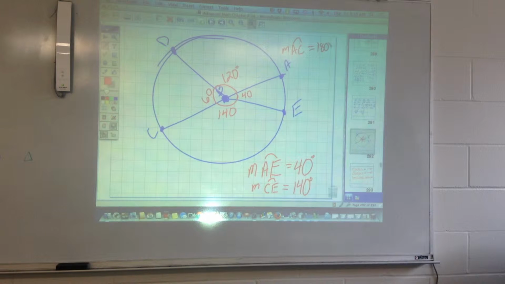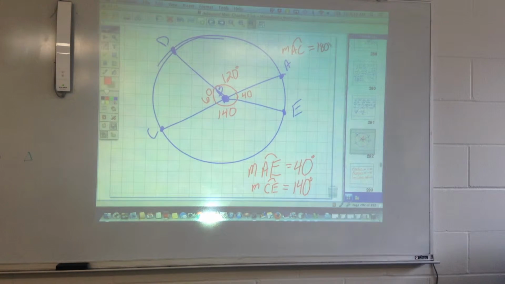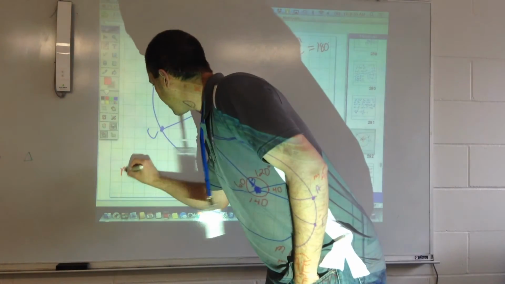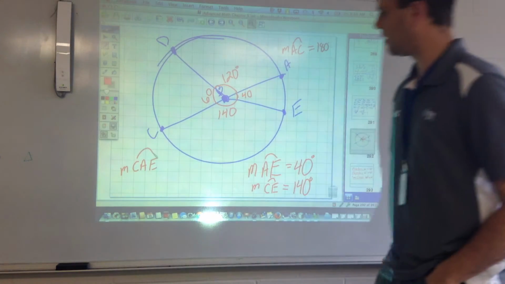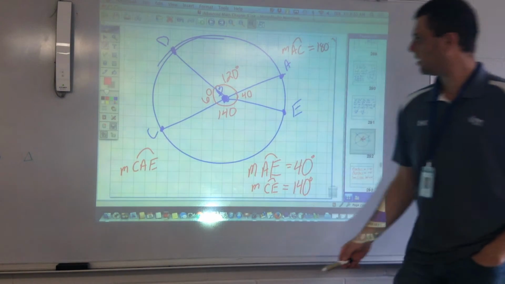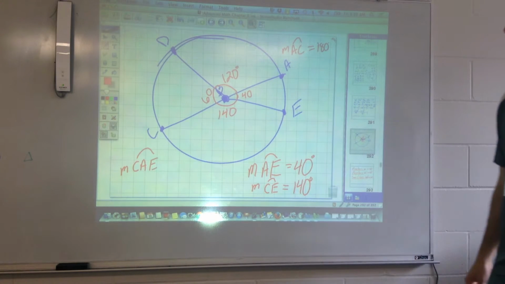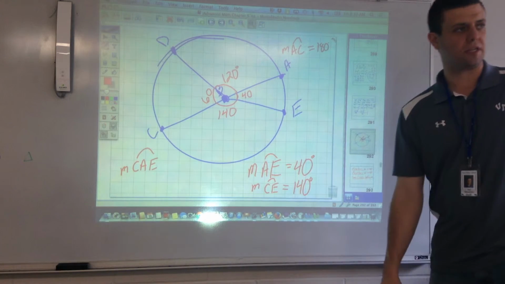So these have been minor arcs. There's a semicircle. Now a major arc will always have to use 3 letters, and I'll show you why. So the measure of arc CAE. The measure of arc CAE. It is 220, yes.